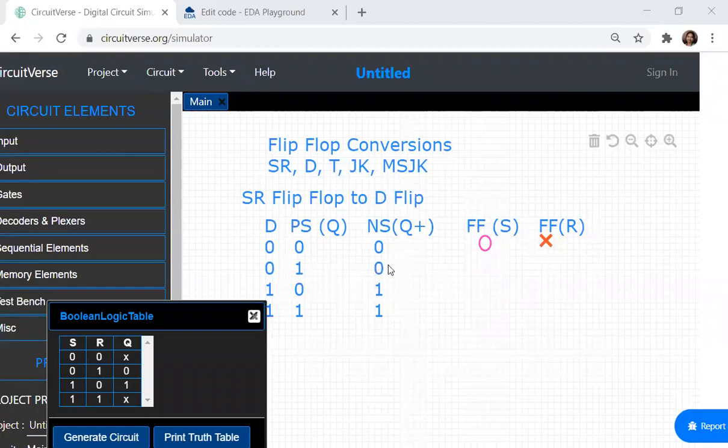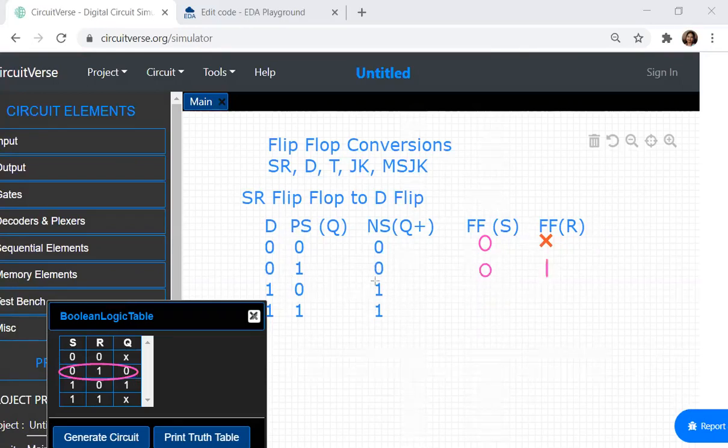Since my next state is 0, which is changed from the previous value, this is definitely this particular combination from my truth table. So what will be my output? Since this is 0, it is 0 because S is equal to 0 and R is equal to 1.